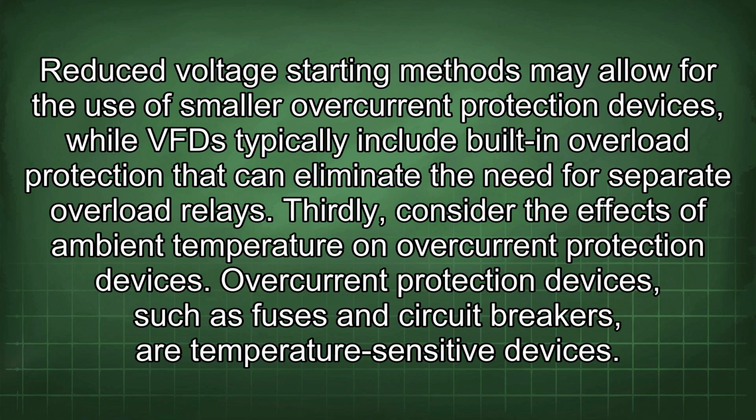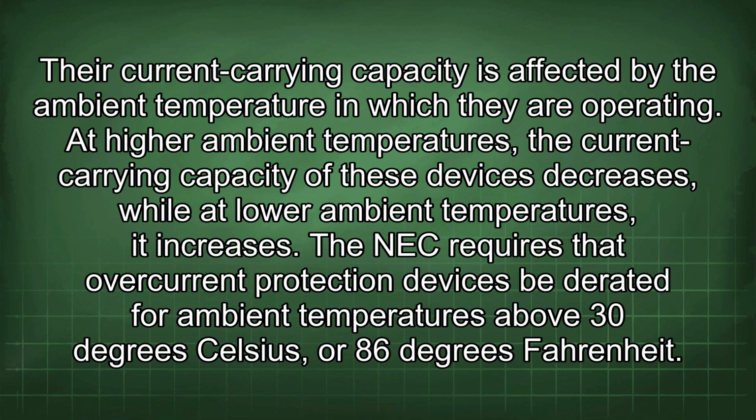Thirdly, consider the effects of ambient temperature on overcurrent protection devices. Overcurrent protection devices, such as fuses and circuit breakers, are temperature-sensitive devices. Their current carrying capacity is affected by the ambient temperature in which they are operating. At higher ambient temperatures, the current carrying capacity of these devices decreases, while at lower ambient temperatures, it increases.